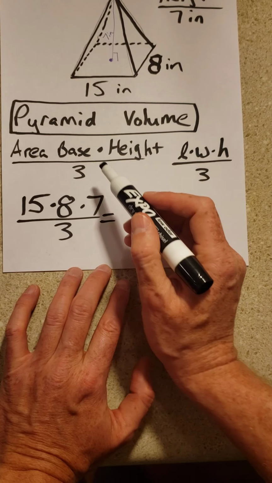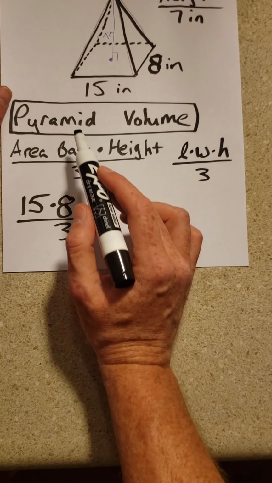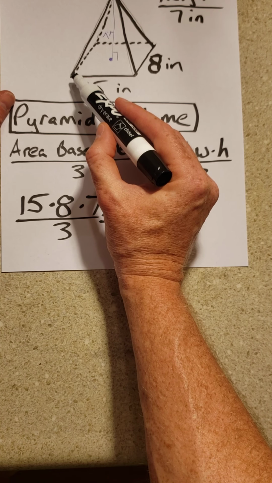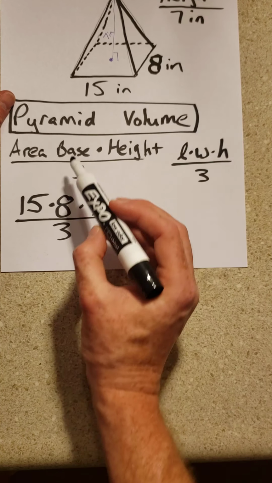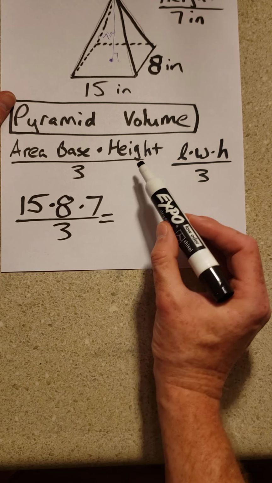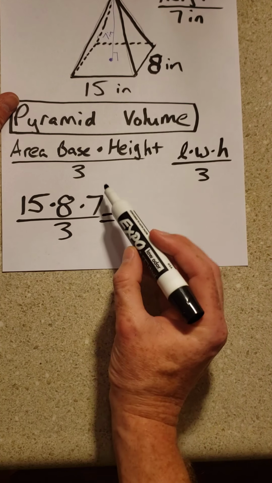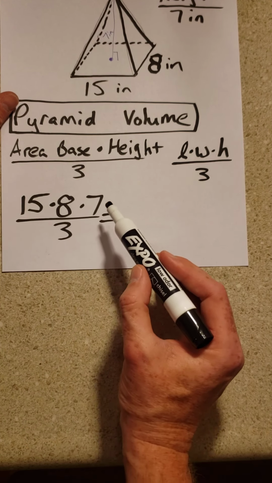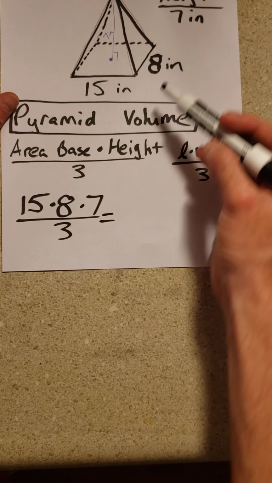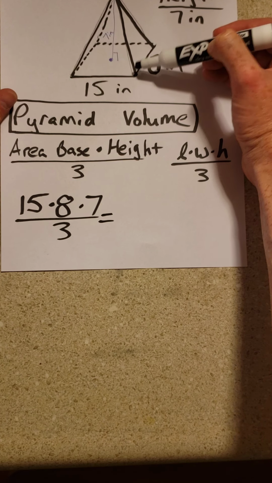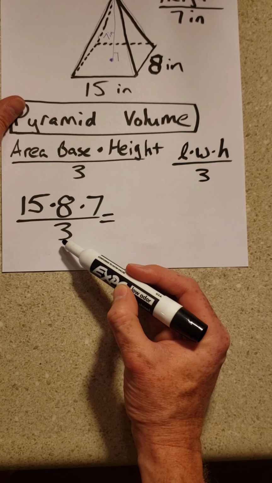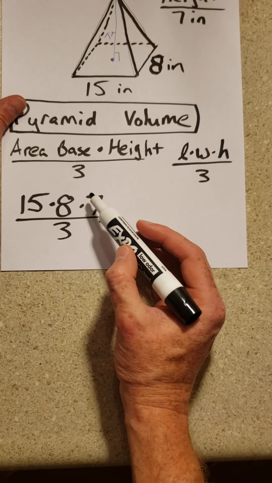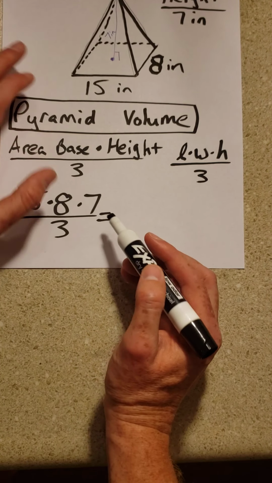Underneath here, I've written the formula for the pyramid volume, which is the area of the base. In this case, it's a rectangle. So to find the area of a rectangle, you would take 15 times 8. You noticed I wrote that down there. And then you multiply that by the height, which is 7. Now remember, this is kind of like length times width times height, which is the volume of a prism. So to find the pyramid volume, because it's basically 3 times smaller, I divide by 3. So I took the length times the width times the height and divided it by 3. And that's where I got this formula right here.